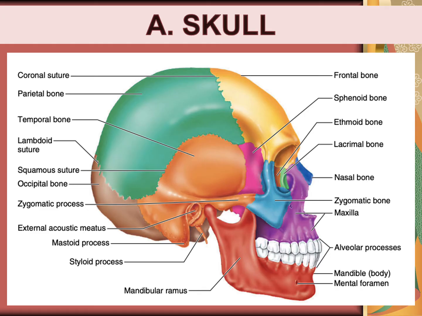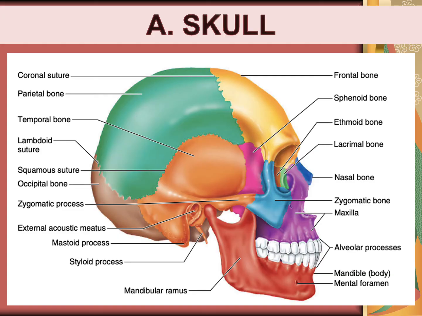The cranium is composed of 8 large flat bones. Except for 2 sets of paired bones, the parietal and the temporal, all are single bones. So what are those 8 bones? We have 1 frontal, 2 parietal, 2 temporal, 1 occipital, 1 sphenoid, and 1 ethmoid. Total of 8 bones of the cranium.